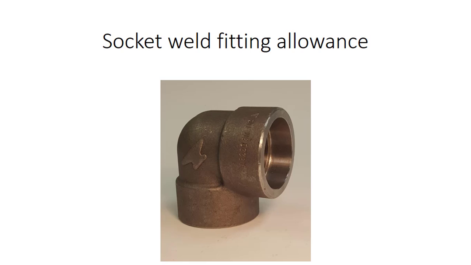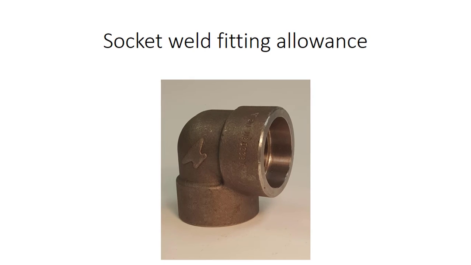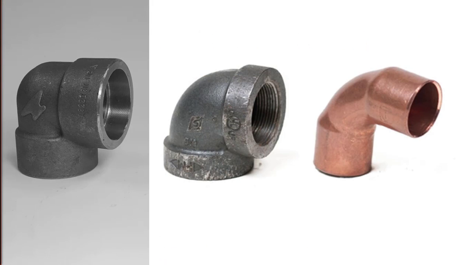In this video, we will look at fitting allowance calculations for socket weld fittings and a simple method of setting the expansion gap. The fitting allowance calculations for socket weld fittings are similar to those already discussed for threaded fittings, which also apply to soldered fittings, as all of these have a length of pipe or tube that goes into the fitting. So the fitting allowance will be the face to center or throw measurement minus the insertion depth of the pipe.